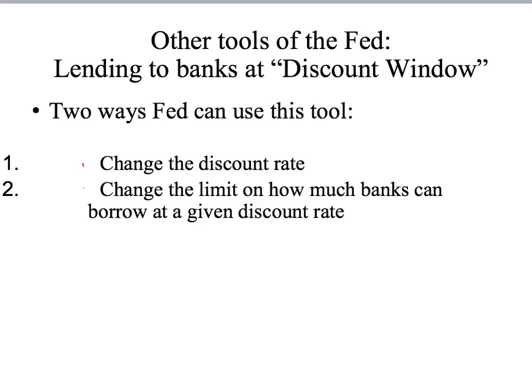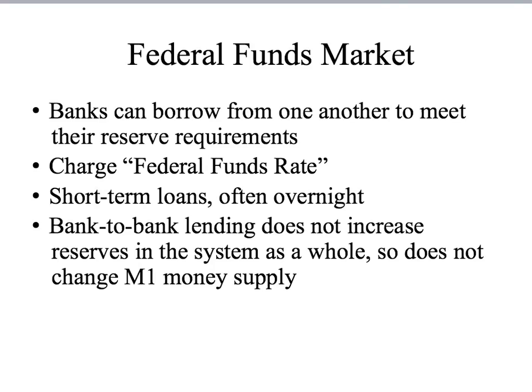One other thing: the federal funds market is a different thing from the discount window lending. Banks can also borrow from each other to meet their reserve requirements, and the rate that they charge is called the federal funds rate. These are really short-term loans as well, often overnight. Just one thing to remember is that bank-to-bank lending does not increase reserves in the system as a whole. It's the aggregate reserves that matter. If they're borrowing from each other's excess reserves, it doesn't change the amount of overall reserves. So this doesn't have an impact on the maximum M1 money supply.